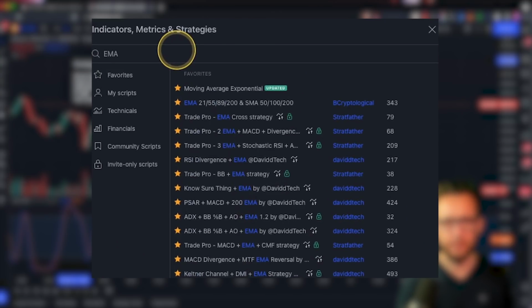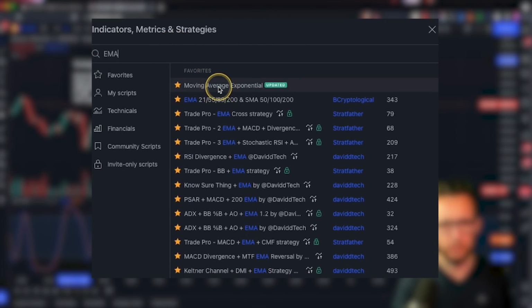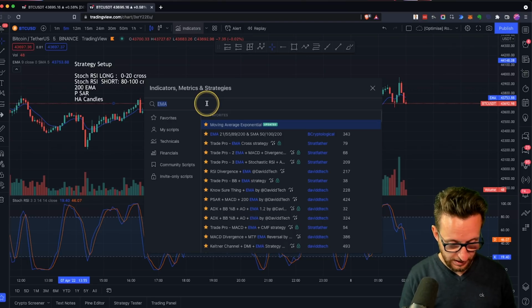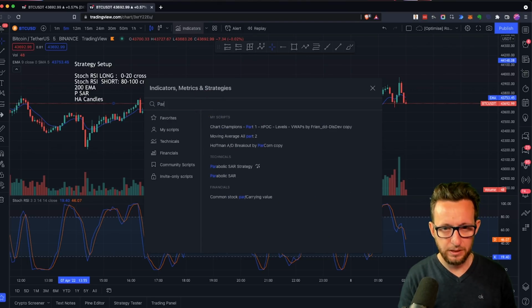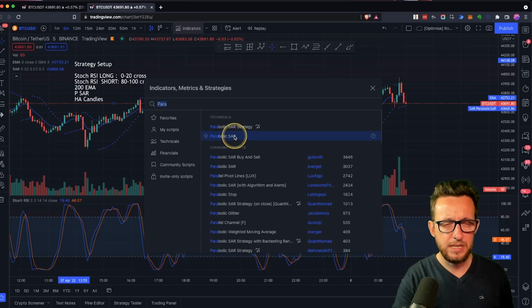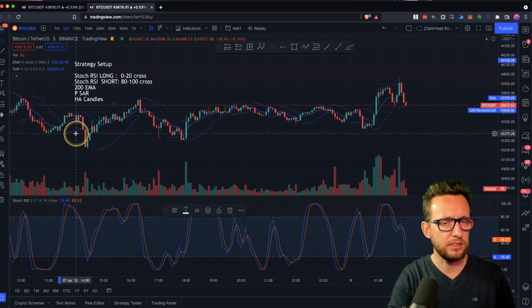So EMA, that's going to be our exponential moving average. We're going to be adding that one just here. That was recently updated on TradingView. We're going to be adding the Parabolic SAR. So we're going to go Parabolic SAR here. That one just there. And I think that's about it, if I'm right. Yep, that's right. So we have all of these indicators on our charts.